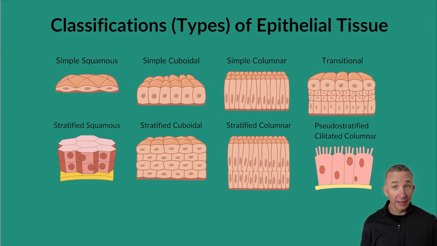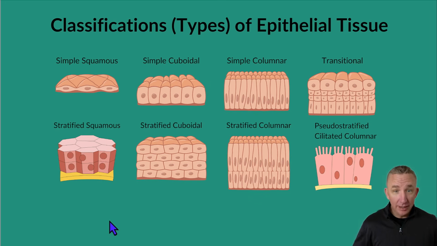Classifications or types of epithelial tissue. Previously, we talked about the functions of epithelial tissue. We talked about the characteristics of epithelial tissue. Now we're describing really the 2 ways in how we name them, but it's based off their structure. We name them 2 ways. First off, the layers of the cells. When we covered our characteristics, one of the things we talked about was polarity, that it had 2 distinct sides, a basal surface and an apical surface.